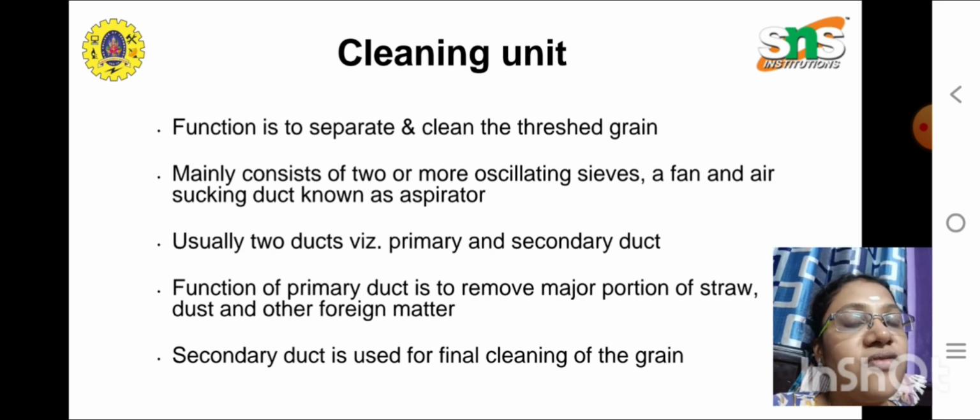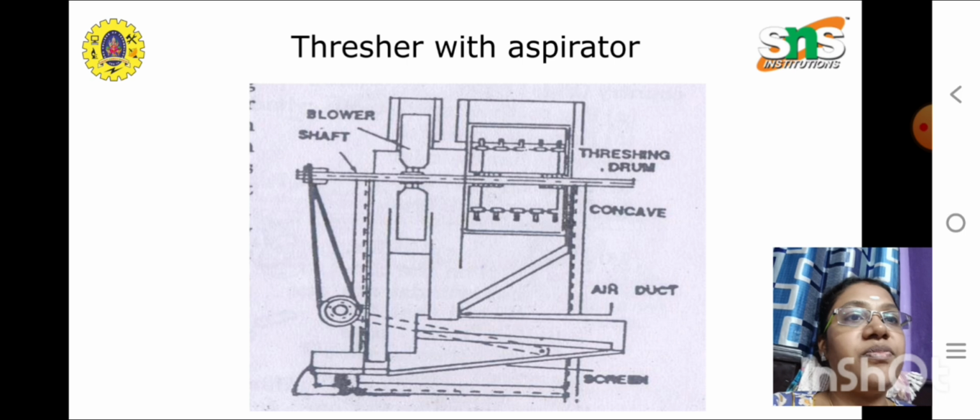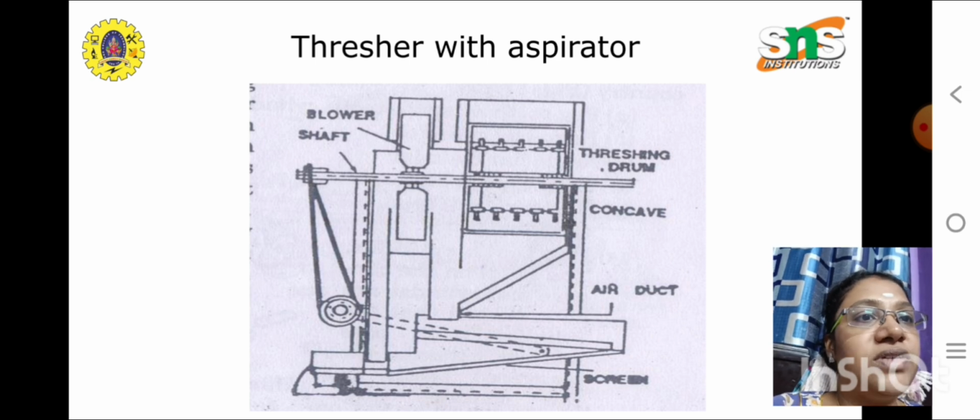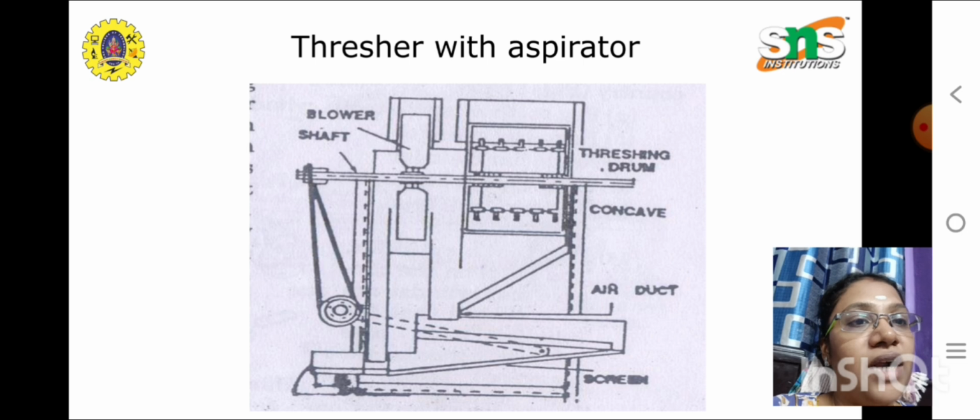Usually 2 ducts are present in a cleaning unit, a primary and a secondary duct. What is the function of the primary duct? It first removes the straw, dust, and other foreign extraneous matter that is present. The secondary duct finally cleans the grain. So this is a thresher with an aspirator. In this picture we can see a blower shaft, a threshing drum, a concave, an air duct, and a lower part of the screen where the threshed and cleaned grain is collected at the bottom.